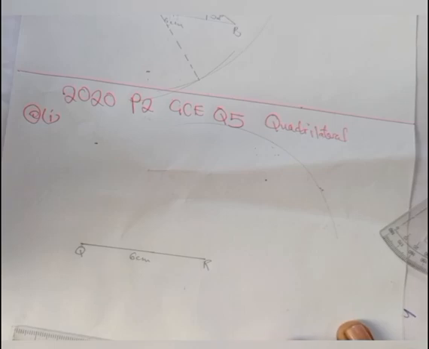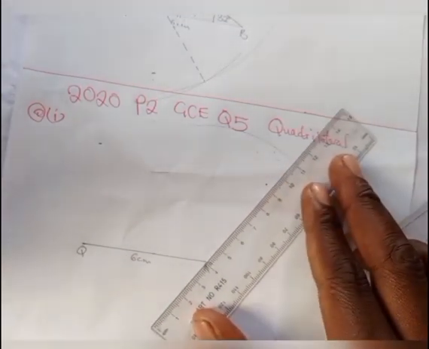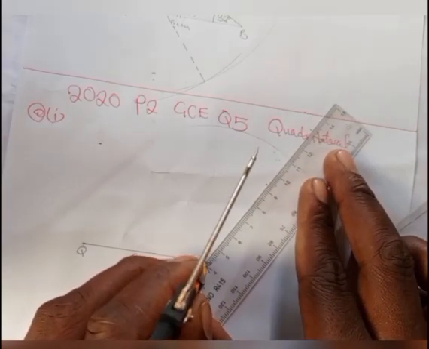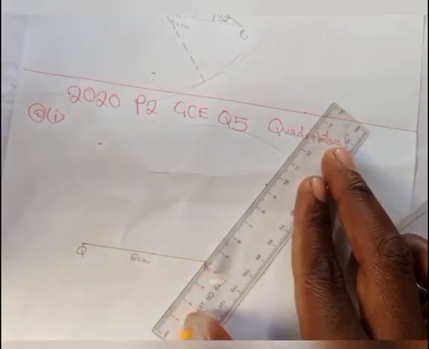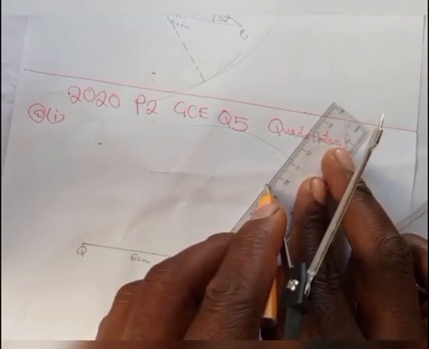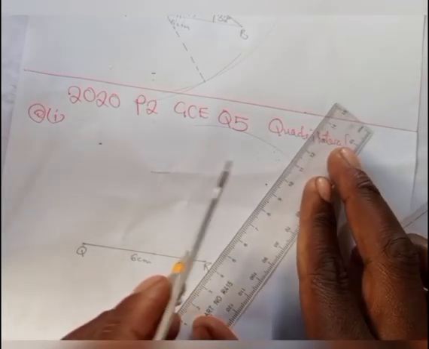You make an arc like that. So that is our 7 centimeters. So we have no option. So we are going now to draw a line. Our line will come from R. It will pass through where we made a point for our 120 degrees.